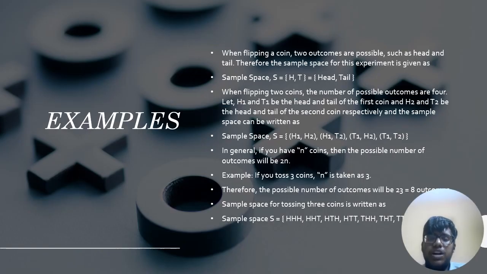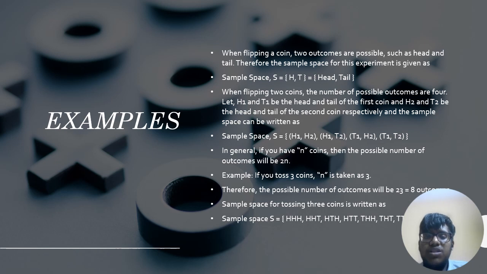Example for sample space. While flipping a coin, two outcomes are possible, head and tail. Therefore, the sample space for this experiment is given as S = {H, T}, which means either a head or a tail. When flipping two coins, the number of possible outcomes is four. Let H1 and T1 be the head and tail of the first coin, and H2 and T2 be the head and tail of the second coin, respectively. The sample space can be written as S = {H1H2, H1T2, T1H2, T1T2}, which means two heads, or a head and a tail, or a tail and a head, or two tails. In general, if you have n coins, the number of possible outcomes will be 2^n.